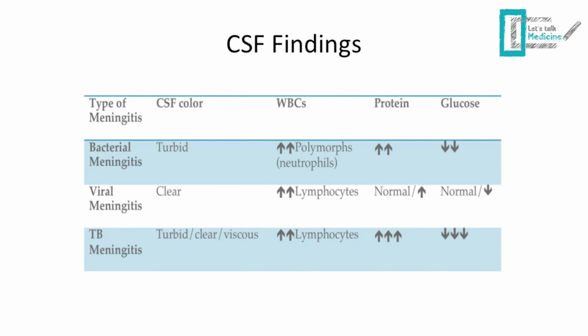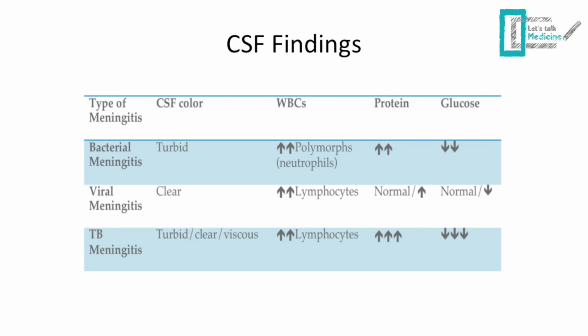Now going to the different CSF findings and different types of meningitis. As we said, the gold standard is the CSF analysis from lumbar puncture. According to the type of meningitis, you confirm your diagnosis as bacterial, viral, or TB meningitis as part of the chronic meningitis. So let's start with the bacterial meningitis.